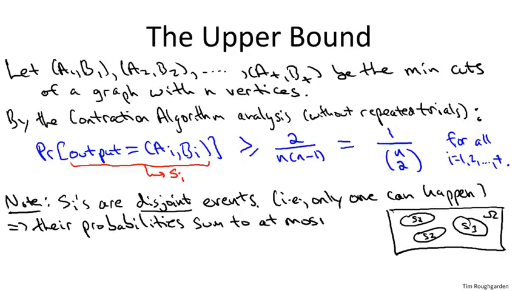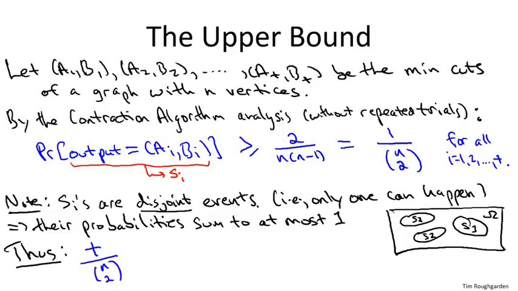we have that the sum of their probabilities, which we can lower bound by the number of different events, and remember there are t different min cuts for some parameter t. For each min cut (Ai, Bi), a lower bound on the probability that that gets spit out as output is 1 over n choose 2. So a lower bound on the sum of all of these probabilities is the number of them, t, times the lower bound, 1 over n choose 2. And this has got to be at most 1.